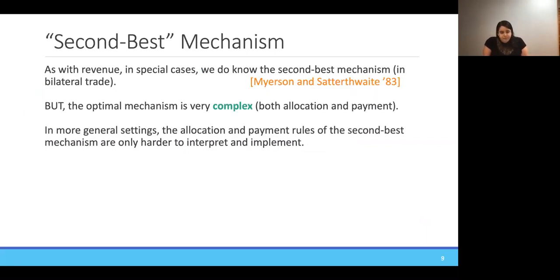What about second best? As with revenue, sometimes in special cases, we do know the second best mechanism. For example, Myerson-Satterthwaite tells us what it is in bilateral trade, but it's really complex, both the allocation and the payment. And as we move from bilateral trade to more buyers, more sellers, it only gets more complex. So what do you think I'm going to propose doing from here? Especially this audience, maybe Moshe? Approximation? Yes, why don't we look for simple but approximately optimal mechanisms?